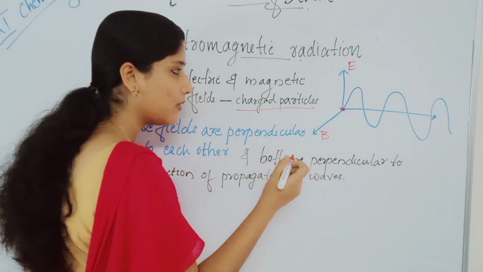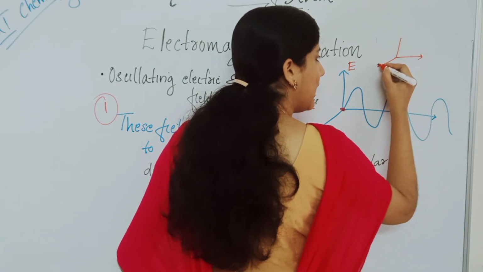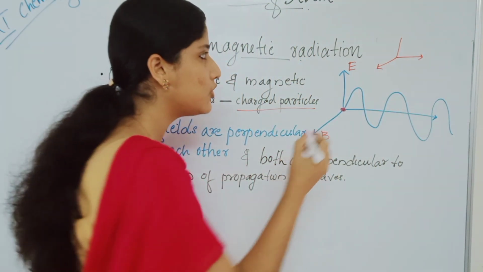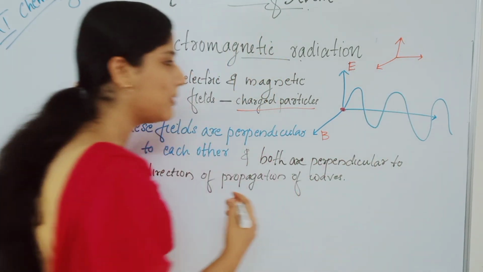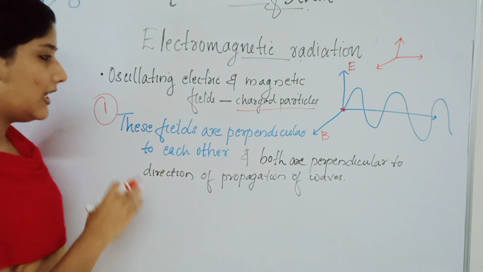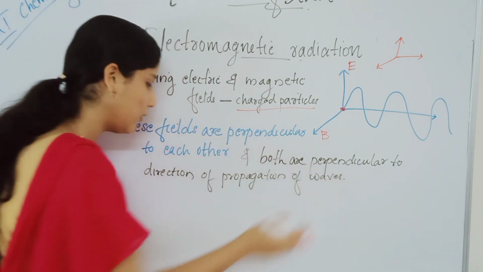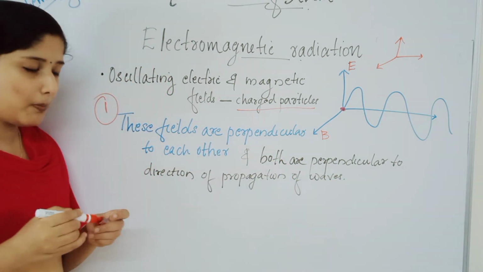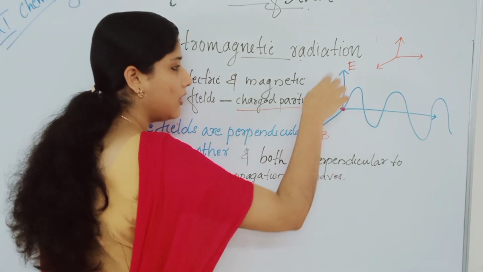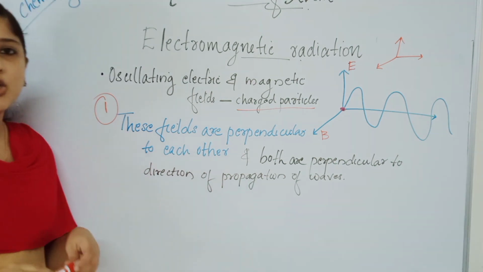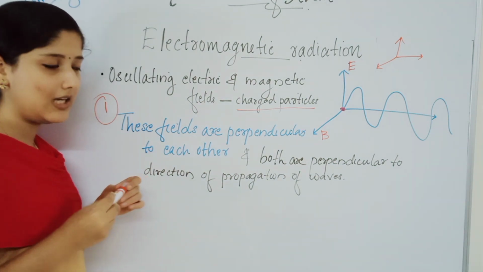Look here, the direction of the wave, the electric field component, and the magnetic field component will be mutually perpendicular to each other. These fields are perpendicular to each other and are perpendicular to the direction of propagation of the wave. This is an important property of electromagnetic radiation.